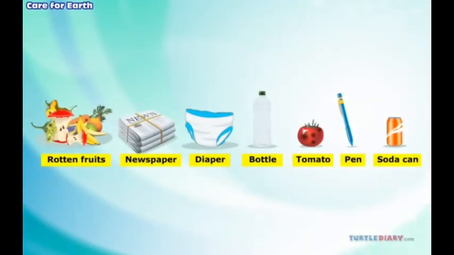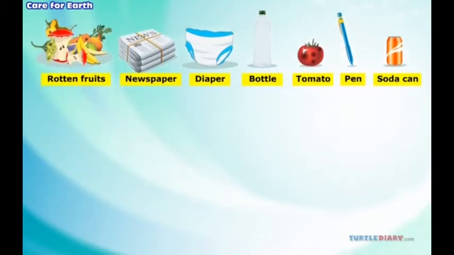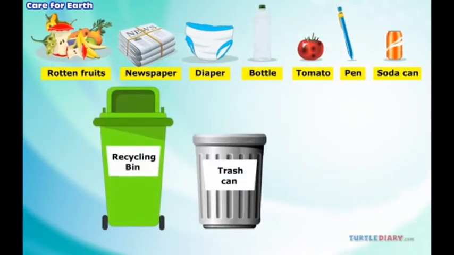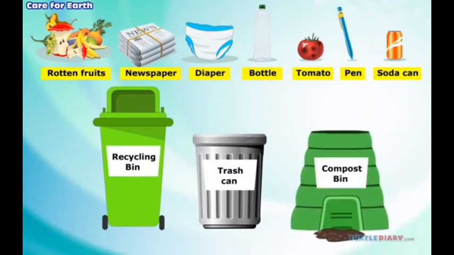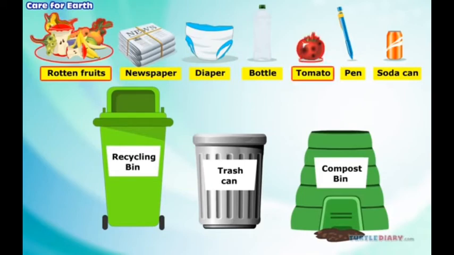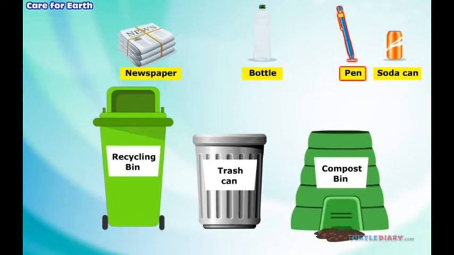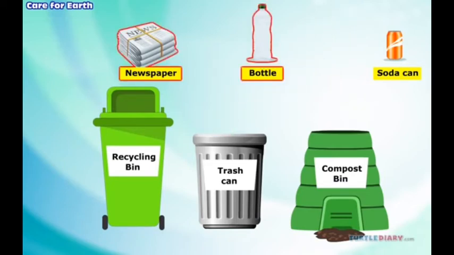Let us now drag these items to their suitable containers: recycling bin, the trash can, or the compost bin. The rotten fruits and tomato should be taken to the compost bin. The diaper and pen go to the trash can. And the newspaper, bottle, and soda can go to the recycle bin.